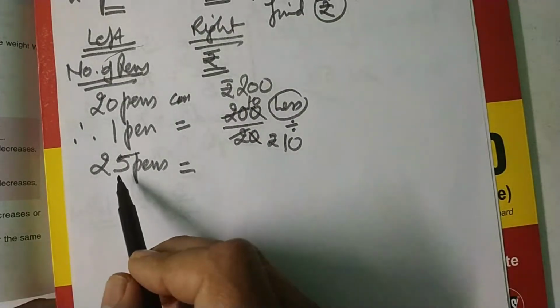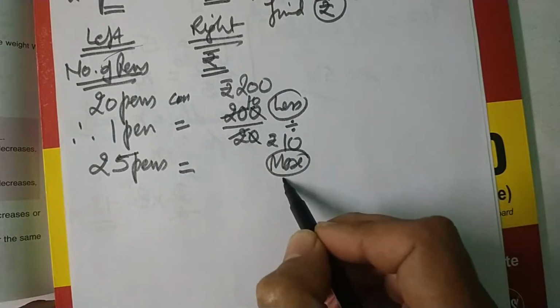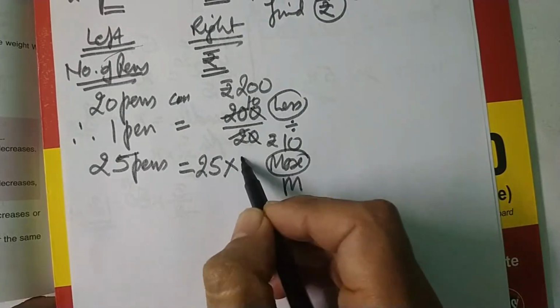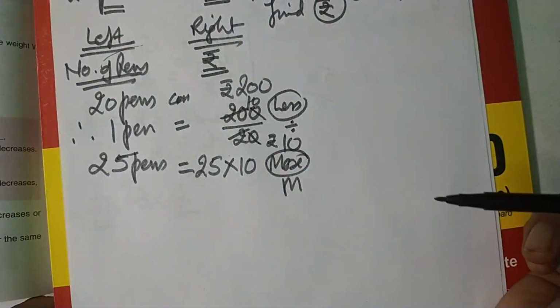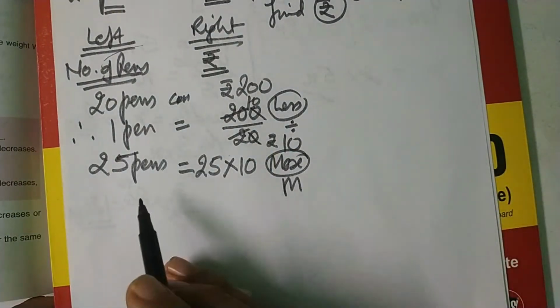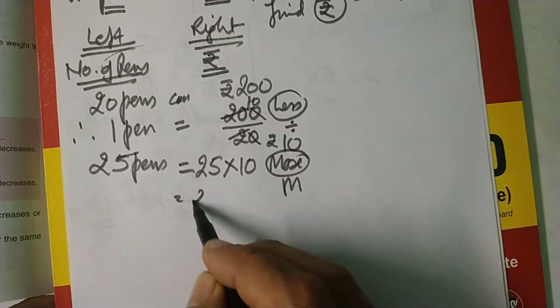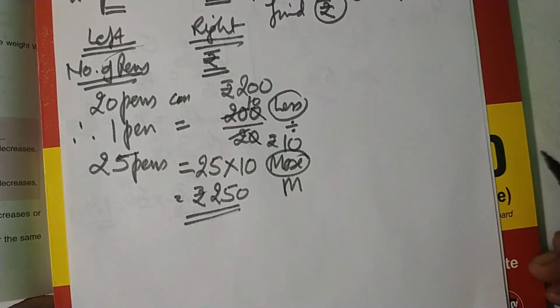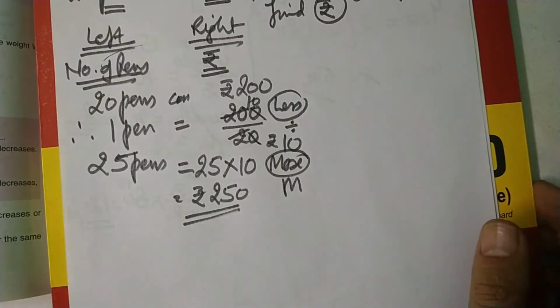You will see 25 pens cost more. More means M, and M means multiply. So 25 into 10. The right side answer is multiplied by the left side number. This is the only concept. So your answer is rupees 250. The cost of 25 pens is rupees 250. Let's see one more example.